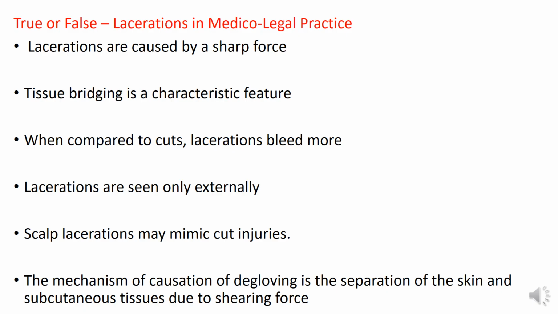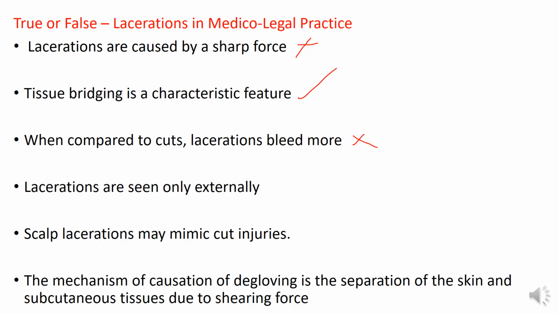Right, so moving on to a few practice MCQs. Lacerations are caused by sharp force trauma. It is incorrect, right? By definition, it is blunt force trauma. Tissue bridging is a characteristic feature. Yes, correct. When compared to cuts, lacerations bleed more. It's incorrect because of the tissue crushing effect and natural sealing, right? The other way around is true.